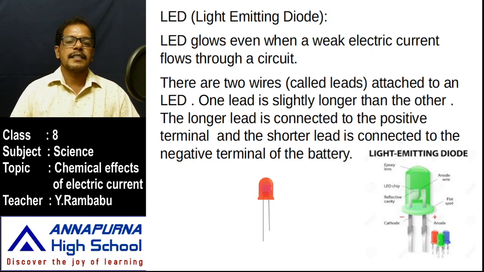In that tester we used an electrical bulb. In that electrical bulb, a filament is there. Whenever the filament gets heated, only then it emits light. That means for glowing of that bulb, a larger magnitude of electric current is needed. But through liquids, that means electrolytes, a weak current flows.